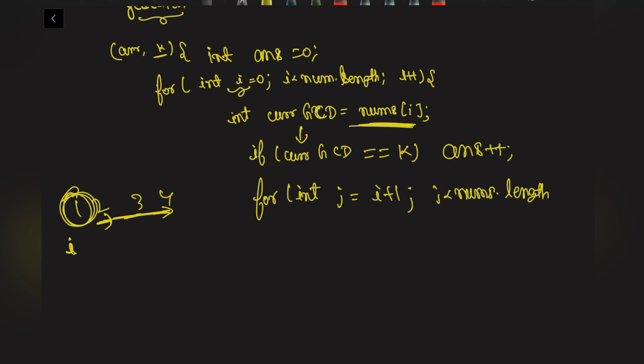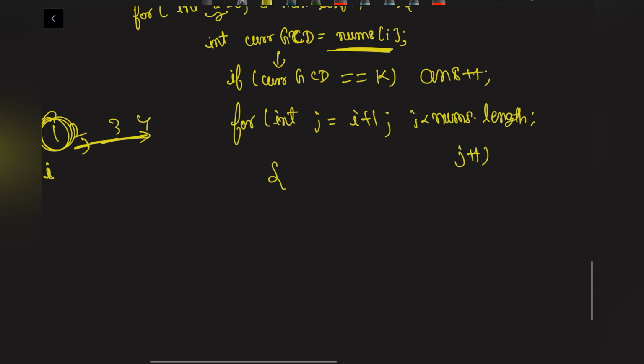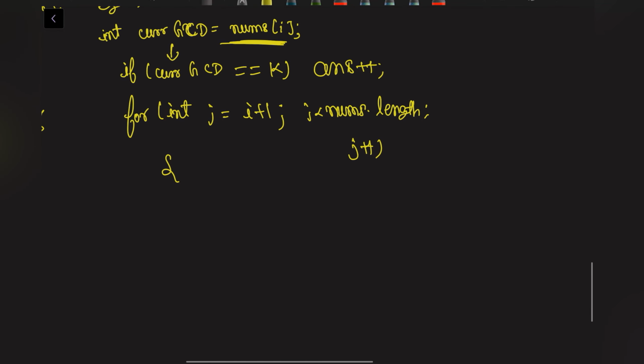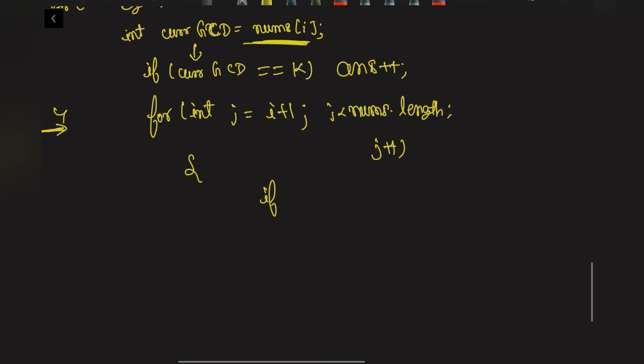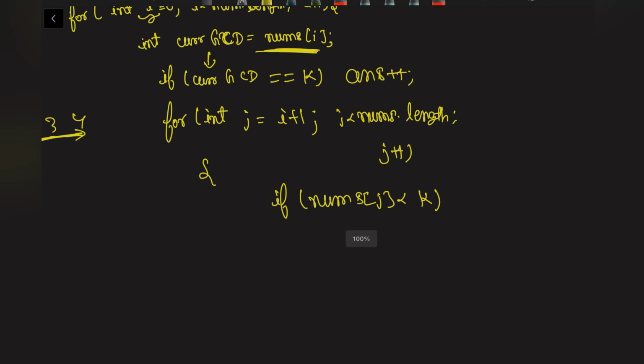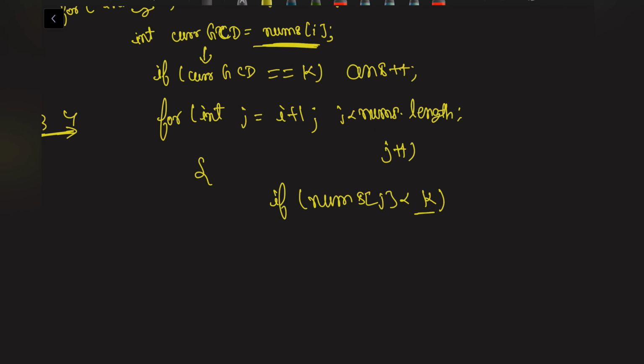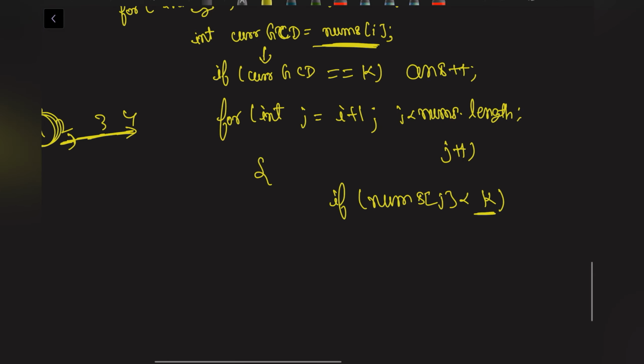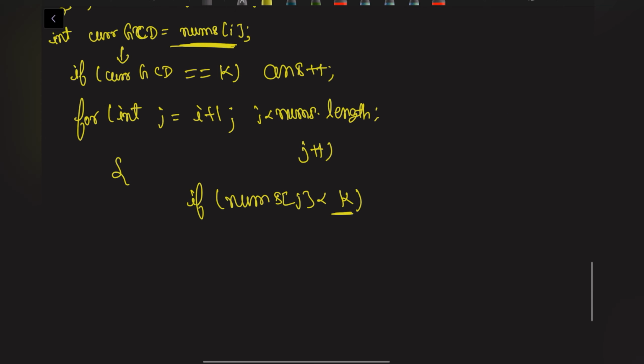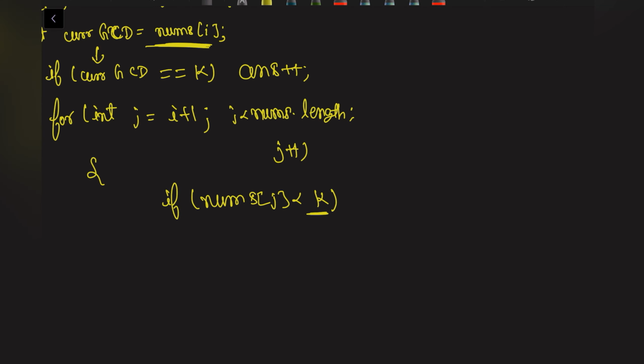And what will we do? j++. And in that loop, what we'll check now, if there is one case also, suppose the array element is less than the GCD that we are searching, so this thing is no use, because if a number is greater than something, then it could not be the GCD of that number.